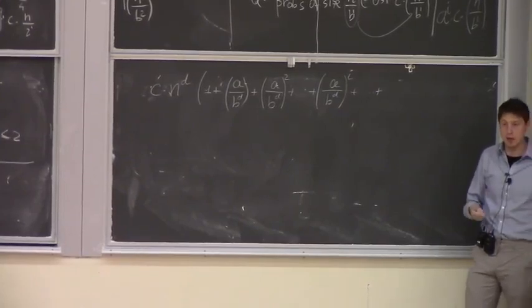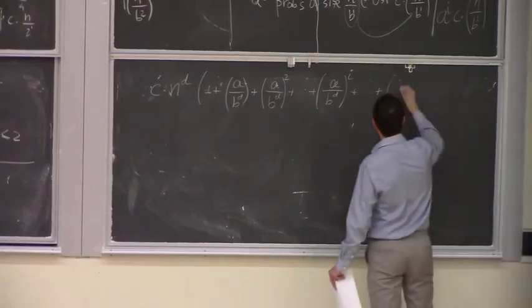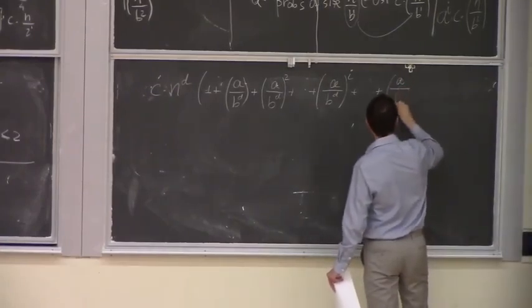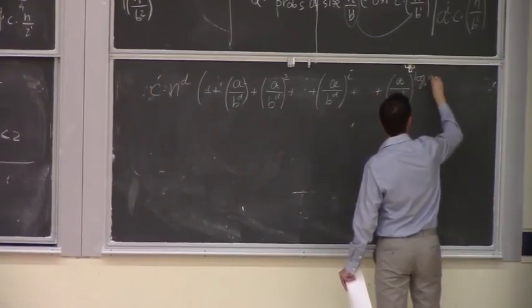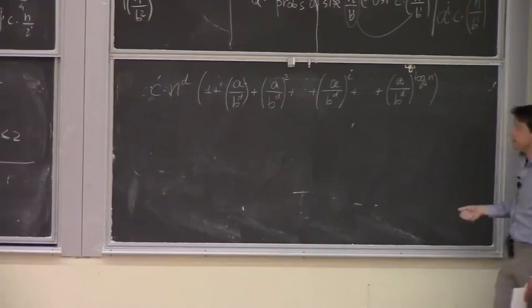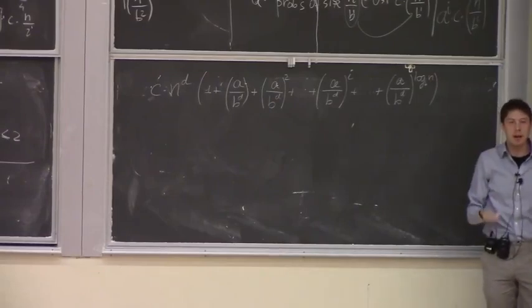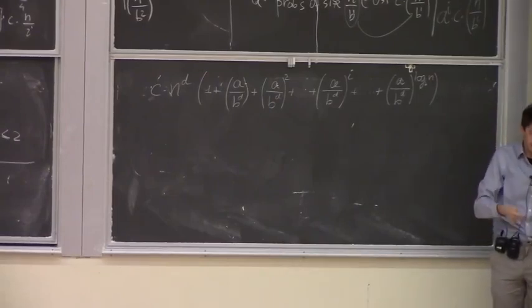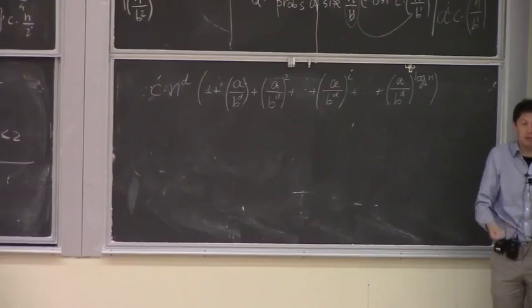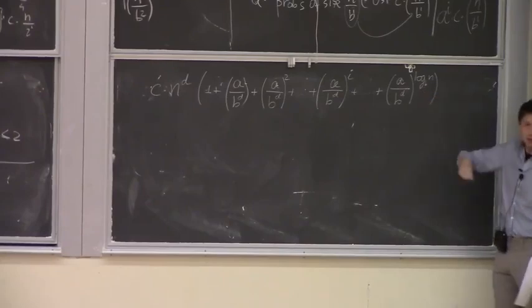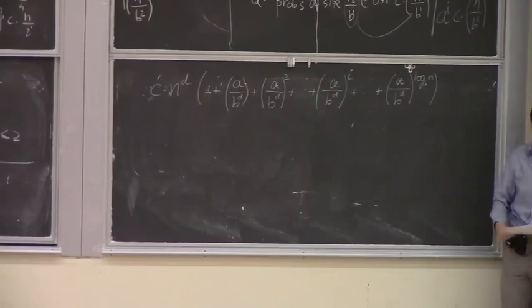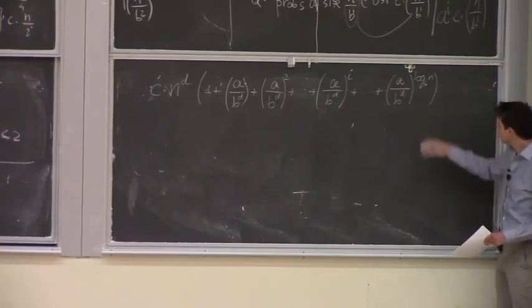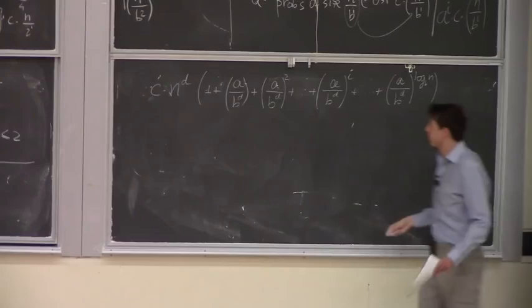Log base b of n, right? So here we're going to find a divided by b to the d, everything to the log base b of n. Why base b? Because I am dividing n by b at every recursion, instead of 2. So as b increases, I will reach the bottom of the recursion faster. We just need to understand what this expression is.